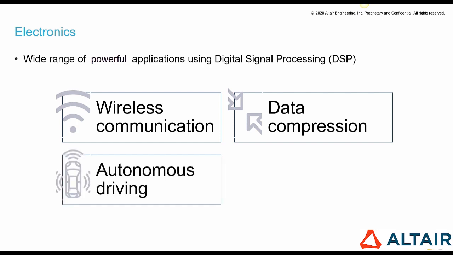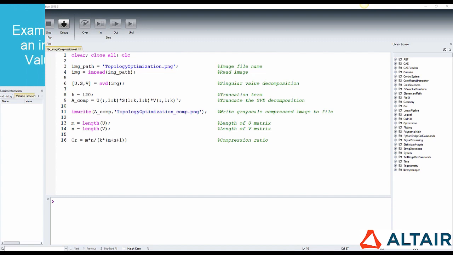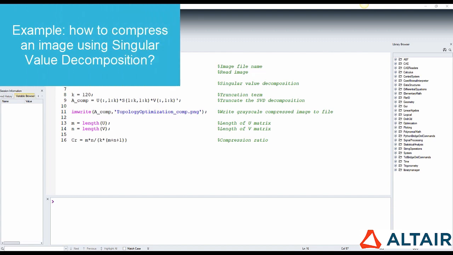Autonomous driving, where signal processing based systems are used to detect vehicles as they approach and to accurately locate them using GPS to compute the distance between the receiver and multiple geostationary satellites. Audio processing, used in subfields like speech recognition, noise cancellation, music identification, and transmission in general. Let's see an example how to compress an image using singular value decomposition.